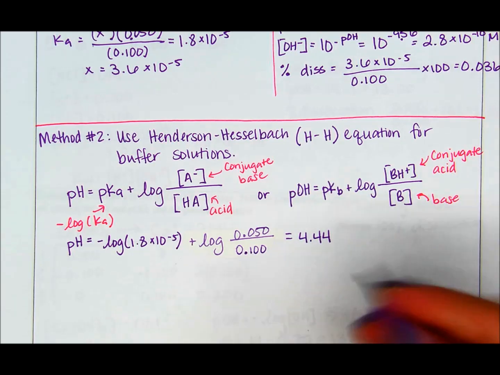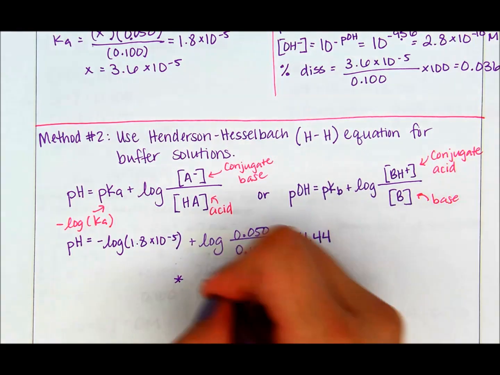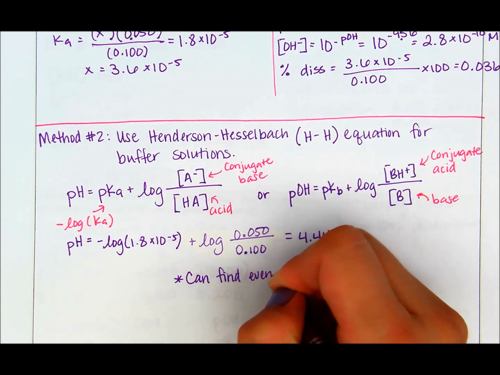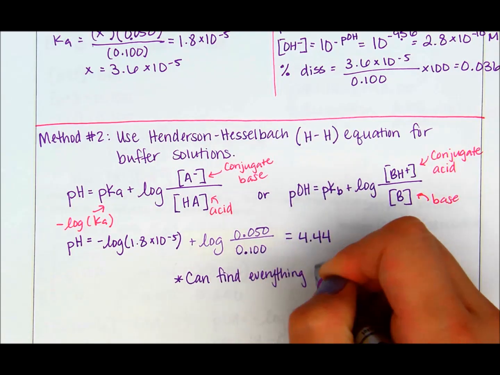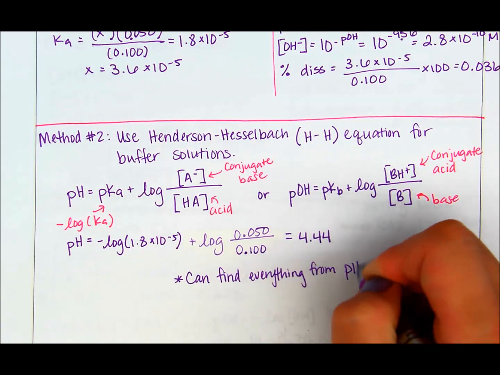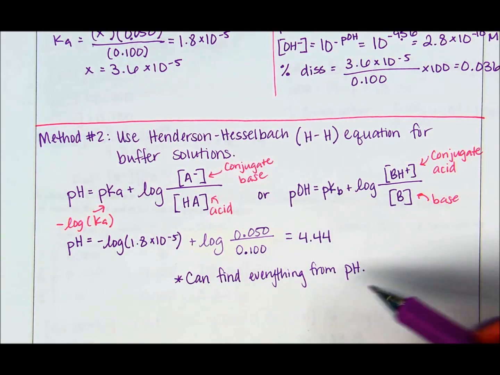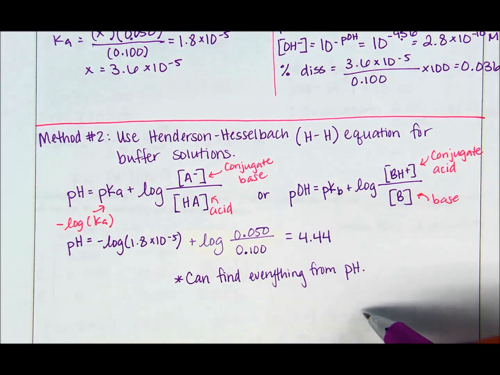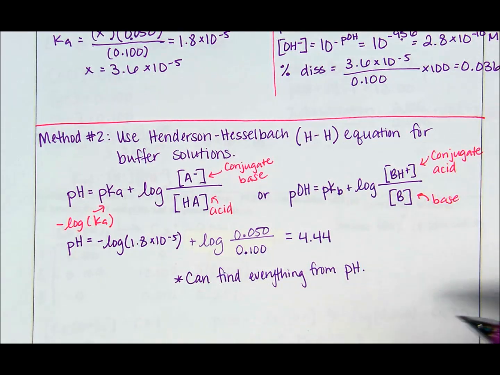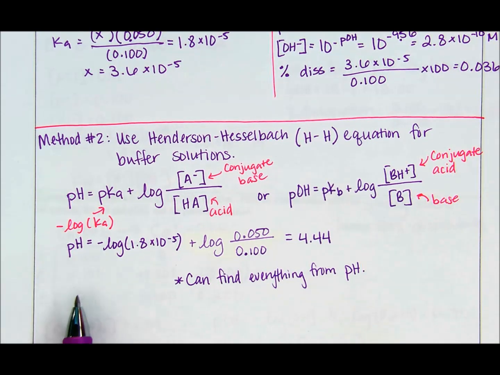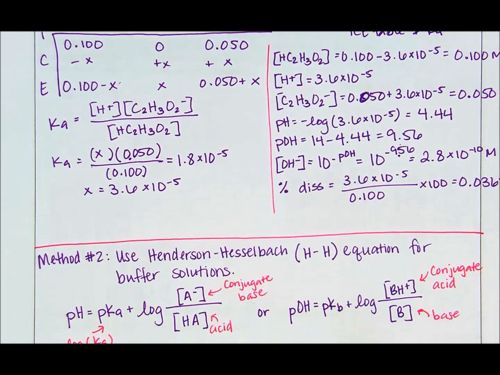Now from the pH you can find everything else. So I'm not going to do that again because we just did it above. So you can find everything from pH. From pH you can get the concentration of H+. You can also get pOH. From pOH you can get the concentration of hydroxide ions, so on and so forth. So this is another way to do problems with buffer systems. And remember, this only works with buffers. You can pick either way, whichever way you like on a test.